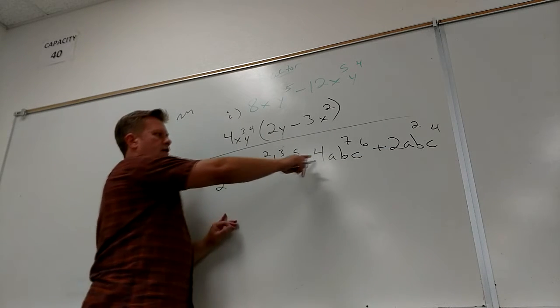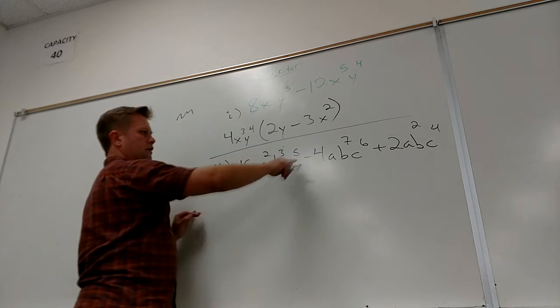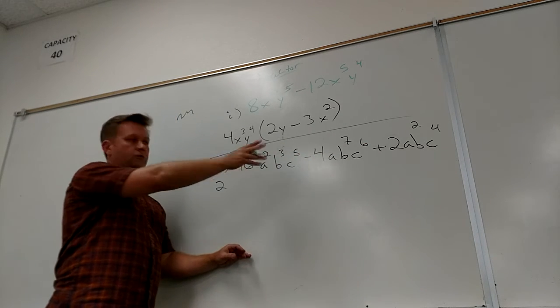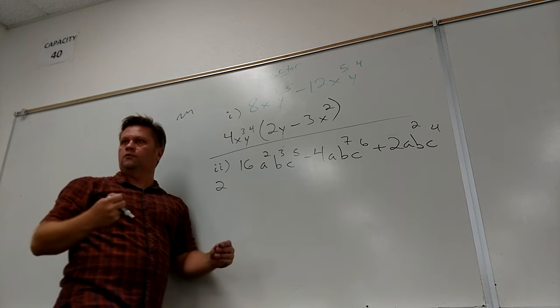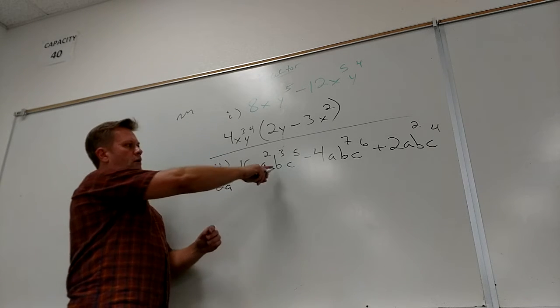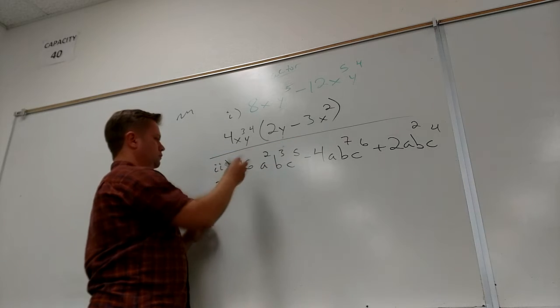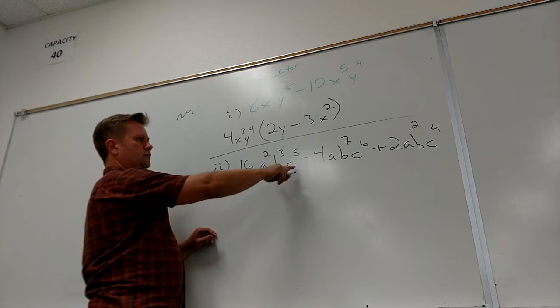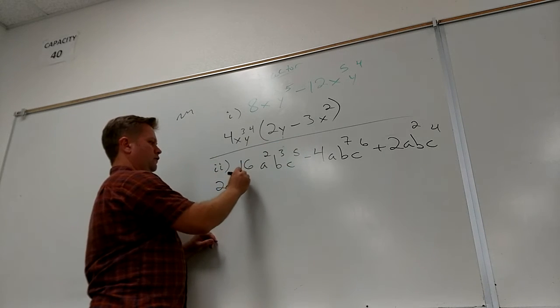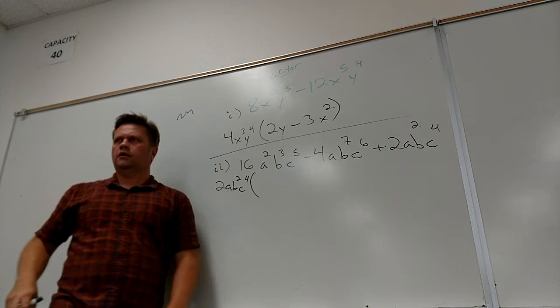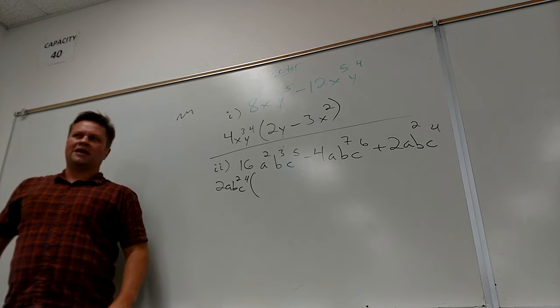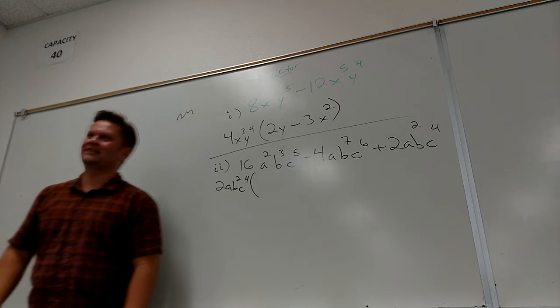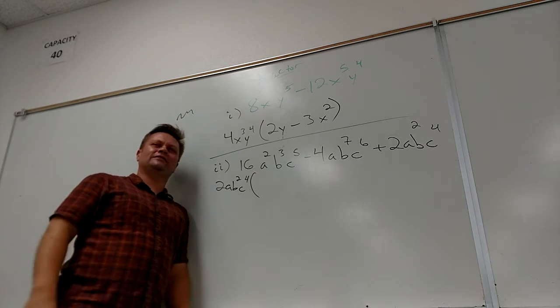How many A's can I take out? One. Because that's the least power I see. Everybody can give an A. No, not everybody can give two A's. So it's not fair. How many B's? Two. How many C's? Four. Okay. Does everybody see where all those came from? Sorry. People don't ask questions, just go.